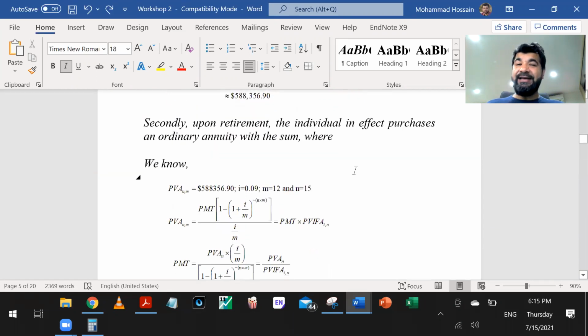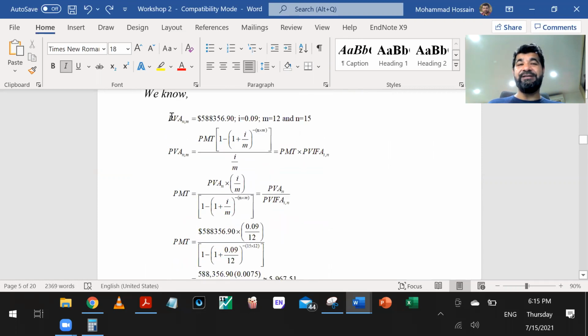Okay. Secondly, from the 65th birthday, she starts to receive the money till 80. Second, upon retirement, the individual in effect purchases an ordinary annuity with a sum. So now she's going to actually do this. On the 65th birthday, she found she has this much money. Okay. At 9% interest rate for the next 12 months and N equal to 15. What is 15? 65 to 80 is 15. In this case, she's talking about present values.